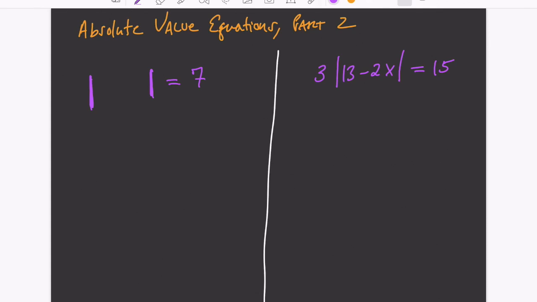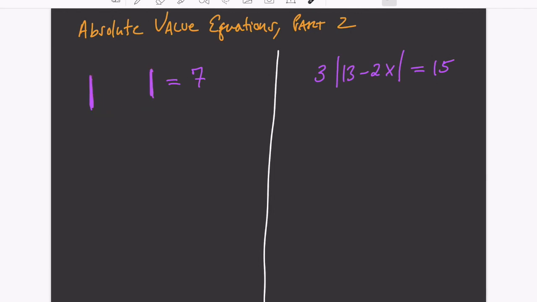So today we're going to continue with absolute value equations. And before we start with the new idea today, I just want to drive home what we learned the other day, which is absolute value means distance, and distance can't be negative. And so what that means is whatever is inside absolute value signs can't be negative.